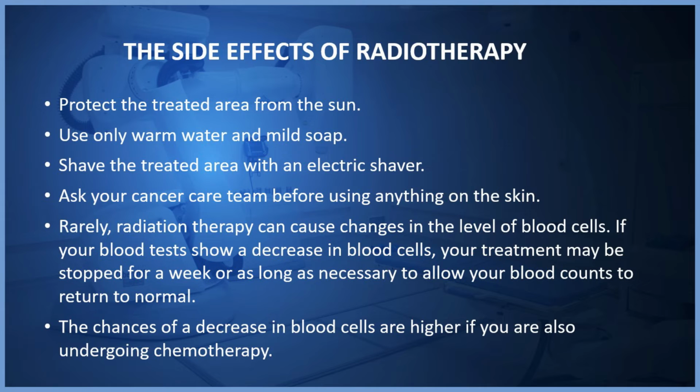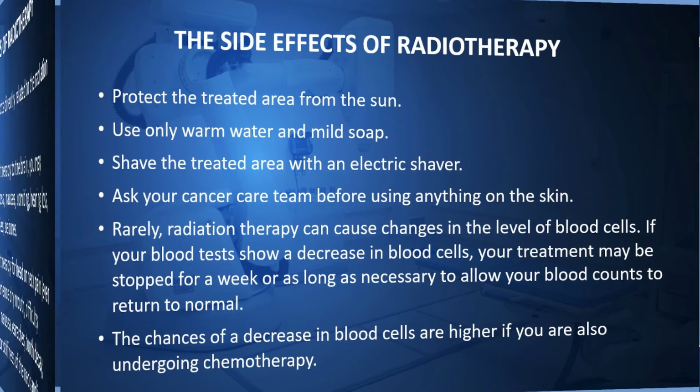Rarely, radiation therapy can cause changes in the level of blood cells. If your blood tests show a decrease in blood cells, your treatment may be stopped for a week or as long as necessary to allow your blood counts to return to normal. The chances of a decrease in blood cells are higher if you are also undergoing chemotherapy.